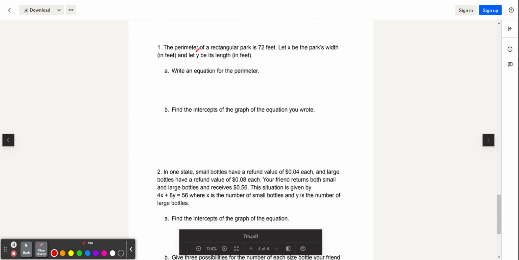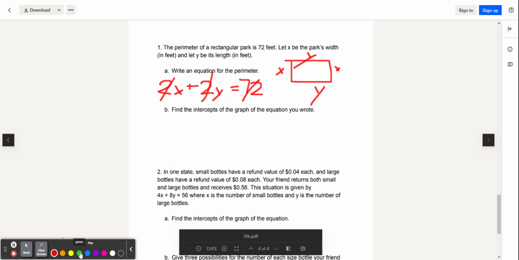Now this final section: the perimeter of a rectangular park is 72 feet. Let x be the park's width in feet and y the park's length in feet. Write an equation for the perimeter. Well, we just simply have to add the 4 sides, which is, this is another x, this is another y, so this is simply 2x plus 2y equals 72. Now we can simplify because they all divide by 2, so the 2's all cancel out and this becomes 36. X plus y equals 36 is the simplified form.